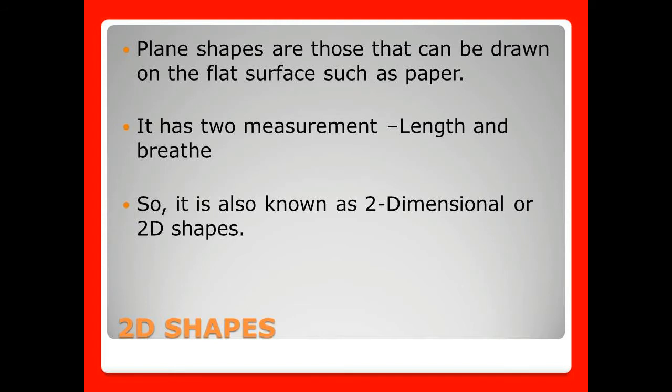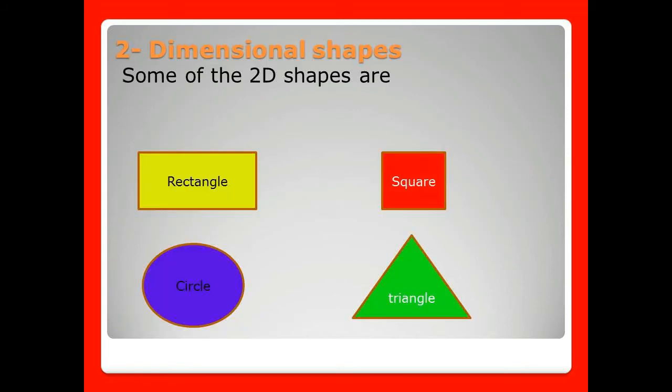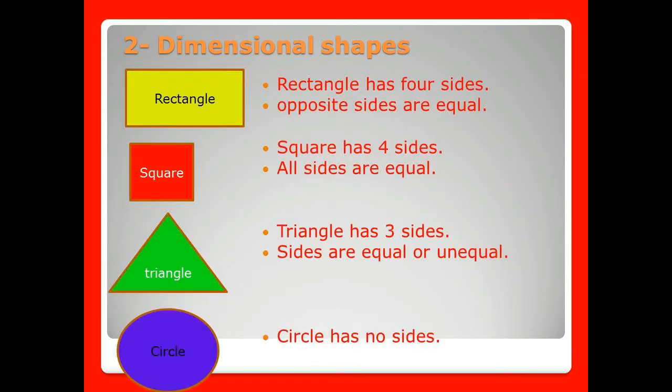Children, let us see what are 2D shapes. Plain shapes are those that can be drawn on the flat surface such as paper. It has two measurements, length and breadth, so it is also known as two-dimensional or 2D shapes. Now we can see some of the 2D shapes here. Rectangle, square, circle, triangle. We will see the shapes in detail.